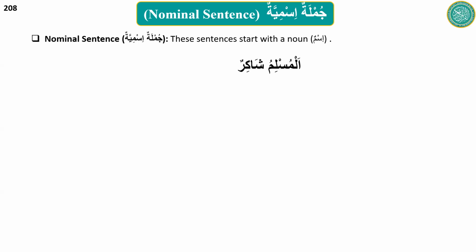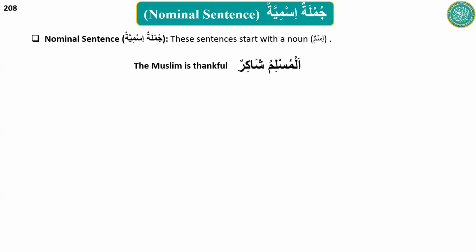Ismul fa'il. So Shakara Yashkuru means he was thankful. What is the meaning of Shakirun? The one who is thankful. All right, good. So Shakirun means the one who is thankful. And when we combine the two and make a sentence, this is a Jumla Ismiya because it starts with an ism. Its meaning will be the Muslim is the one who is thankful. Or the easy translation will be the Muslim is thankful.